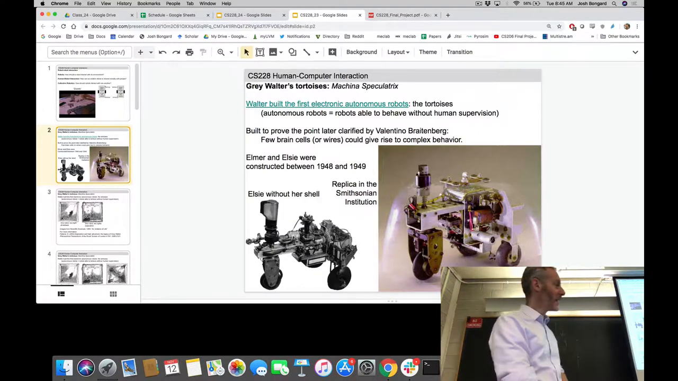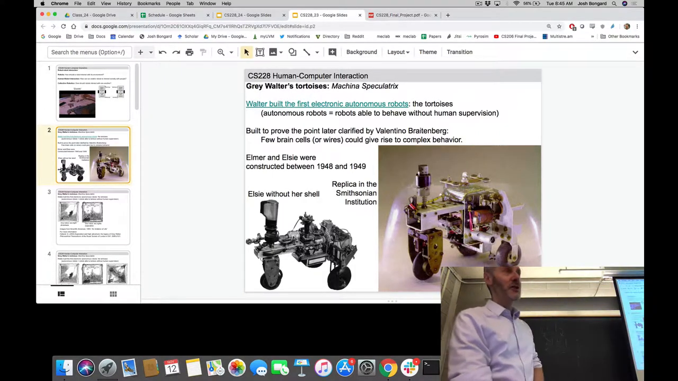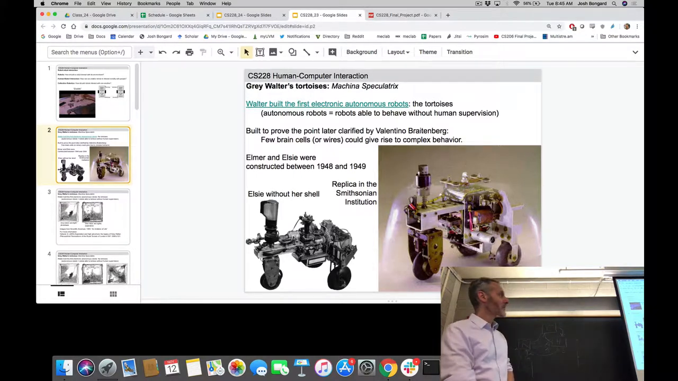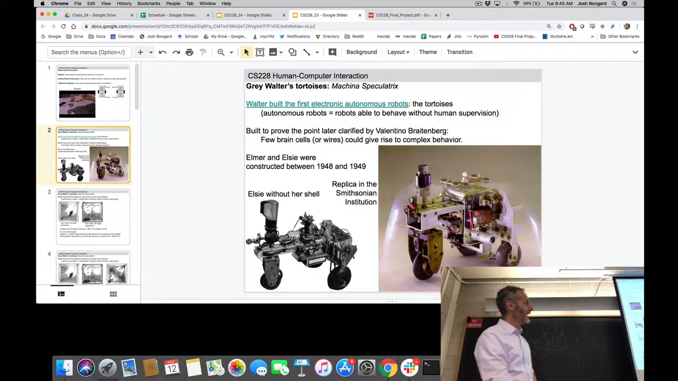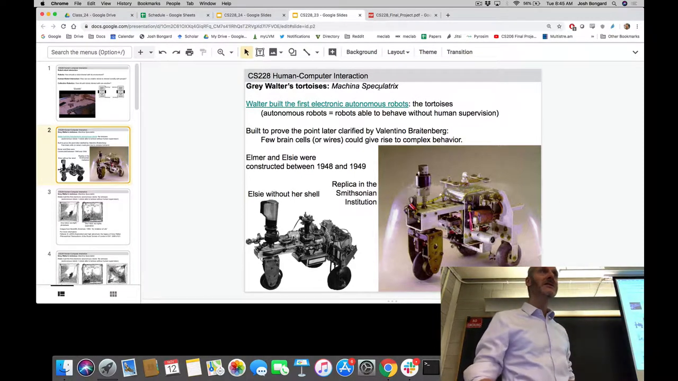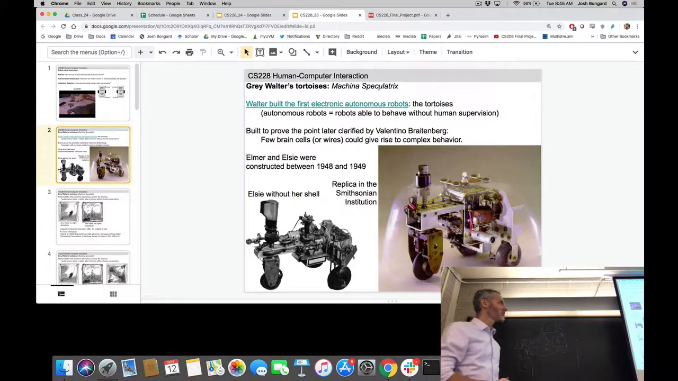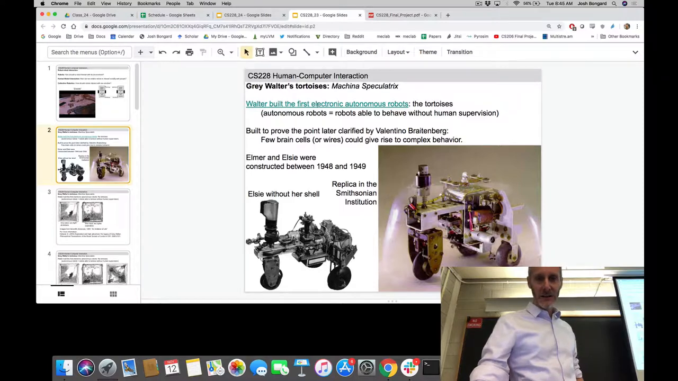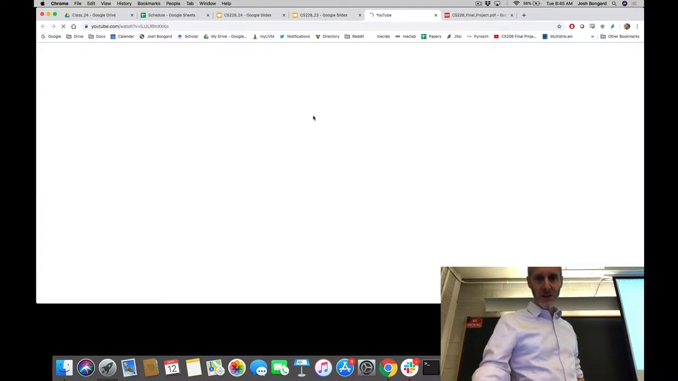go and see Elsie. Both of these two robots were known as Machina Speculatrix. And they were given that name as sort of a nod, first of all, to the biologically inspired nature of these robots. So all organisms have a genus and a species name. So in this case, our robots are Machina Speculatrix, or machines that we can use to speculate about robots, organisms, humans. Okay. I think we've got the video here.